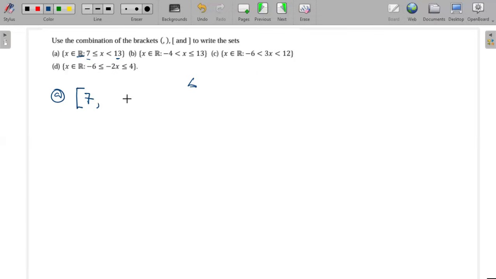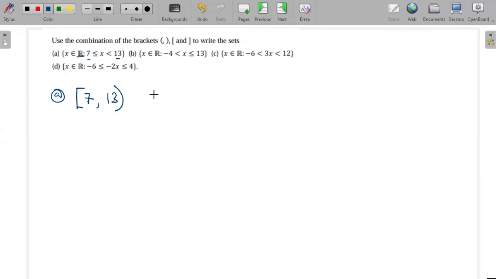And then here you see there's 13. So 13, there's only less than here. So it's going to be 13, and then I put an open what? Open bracket like that. Okay.